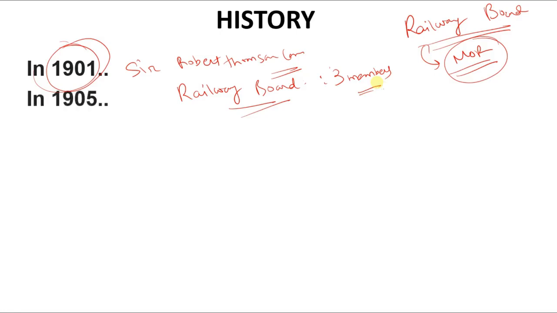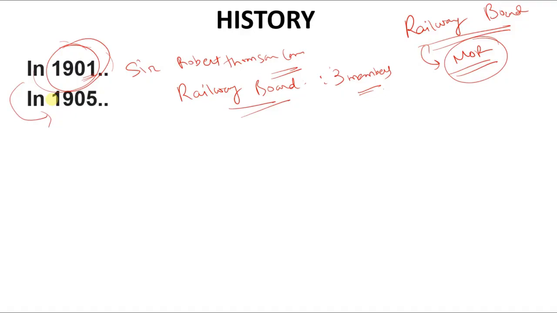Then in 1905, its powers were formalized by Lord Curzon's government. You might have heard the name of Lord Curzon in your social science subject while you were studying in your schools. So in 1905, the Railway Board, which was constituted in 1901, its powers were formalized by Lord Curzon's government. Its membership consisted of a government railway official who was the chairman of the board, a railway manager from England, and an agent of a company railway.